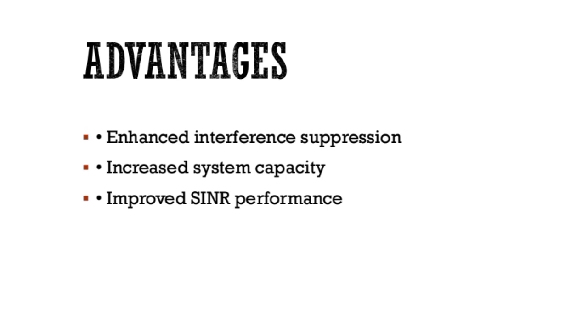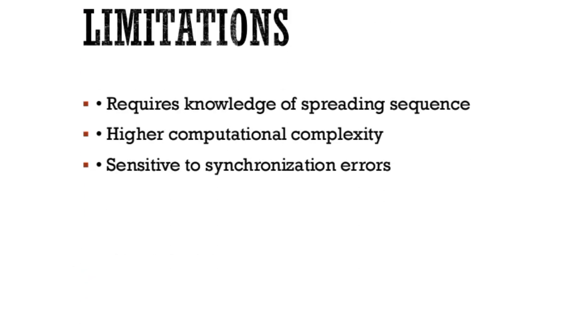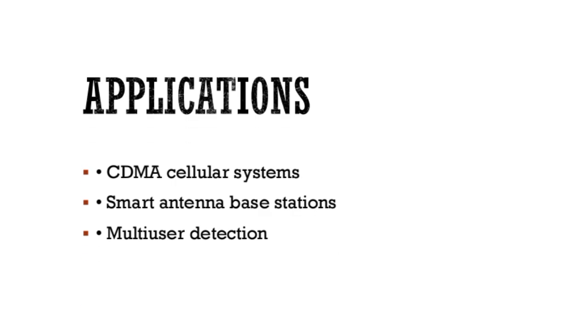The advantages are that it enhances interference suppression, increases system capacity and improves SINR performance. The limitation is that we need to know the spreading sequence. The second thing, it has higher computational complexity because you are spreading your sequence, and it is also sensitive to synchronization error. As for applications, we can use it for multi-user detection, smart antenna base stations and also CDMA cellular systems. Thank you.